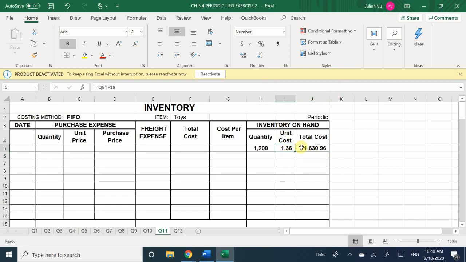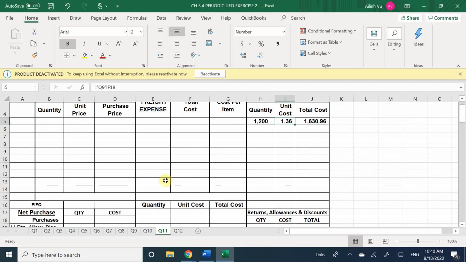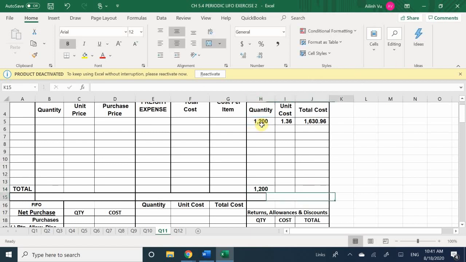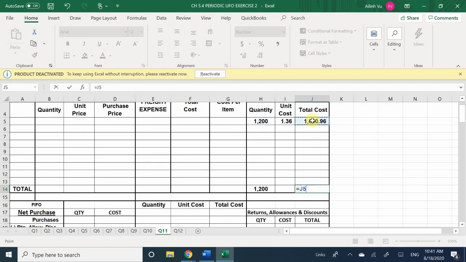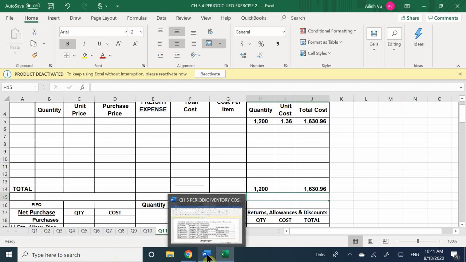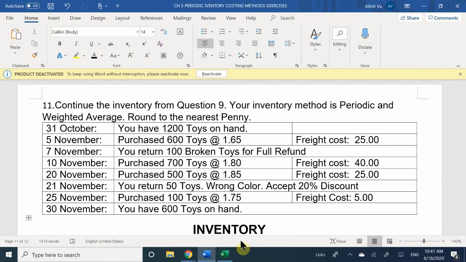All right, should be 1630.96, which we know for sure is our total ending balance. So I'm going to put total here, and let me go ahead and just copy this down here. All right, so what happened on November 5th?